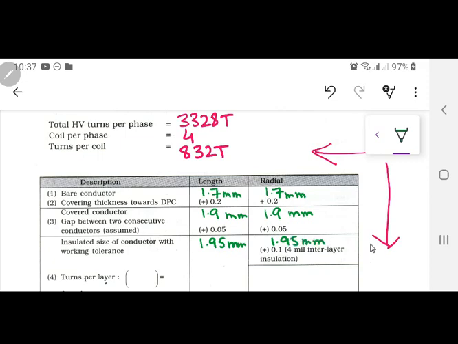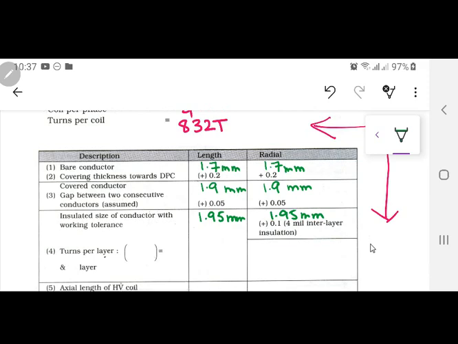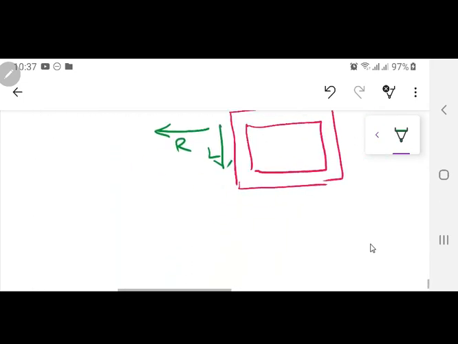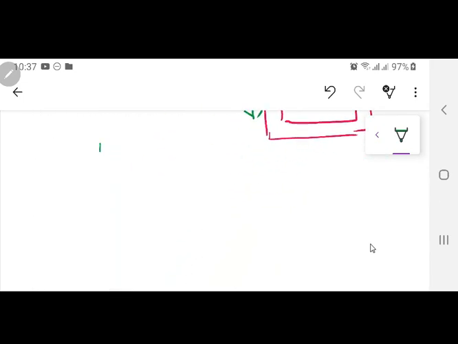Now lengthwise, you are going to arrange them over here. Radial size, since you are going to have inter-turn layer insulation. Now what I mean by this, listen to this very carefully. If I go back to a diagram now, I am just making a limb of a transformer here.